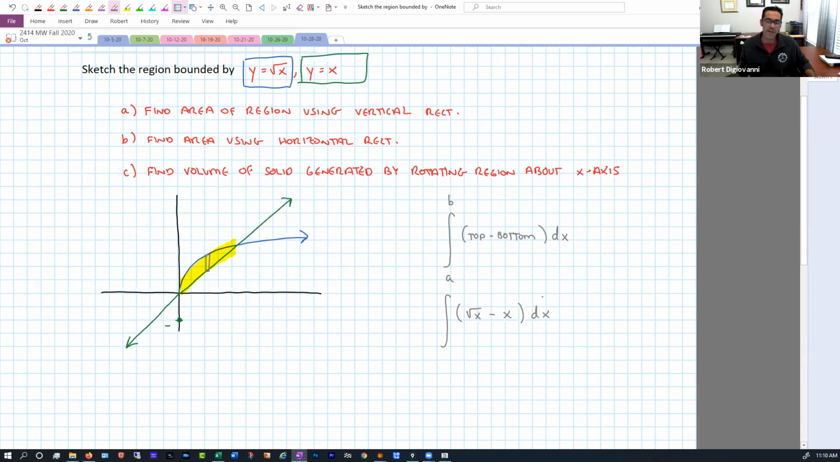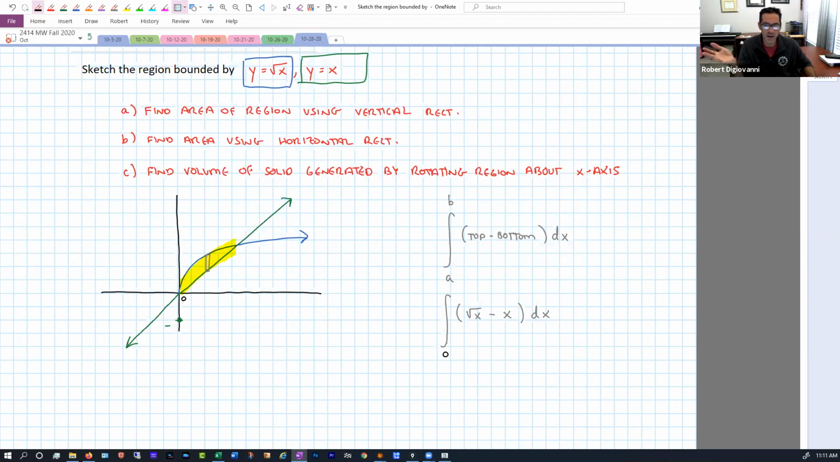And the only thing left is to find the limits of integration. So what are we integrating from, right? And you can just see by looking, 0 is our first limit of integration. And the other one you would get by setting the two equal to one another, right? And solving. But just again, by inspection, would you agree that x equals 1 is the solution, right?